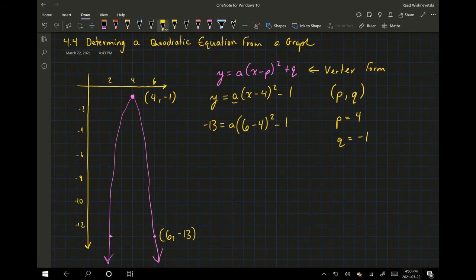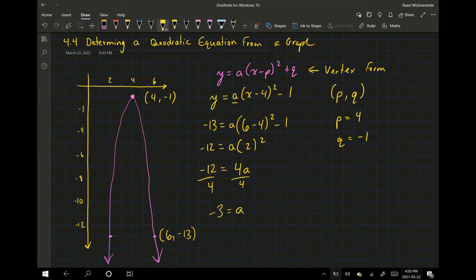And now we're just going to do some basic math here. So we're going to move that 1 to the other side. So we're going to have negative 12 is equal to a times (6 - 4), which is 2, squared. Okay, so now we're going to be left with negative 12 is equal to 4a, because 2 to the power of 2 is 4. We're going to divide both sides by 4, and we know that negative 3 is equal to a.